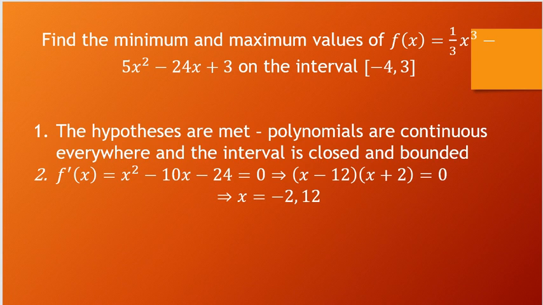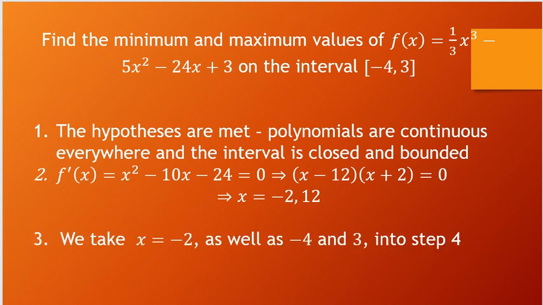Now, for the third step, I only need to take the stationary value or values that lie within the interval that we are given. I only need the stationary points that lie between -4 and 3. Looking at these two x values here, there's only one that lies between these two numbers, and that is -2. So I'm going to take -2, and then I'm also going to use the endpoints of this interval in step 4.